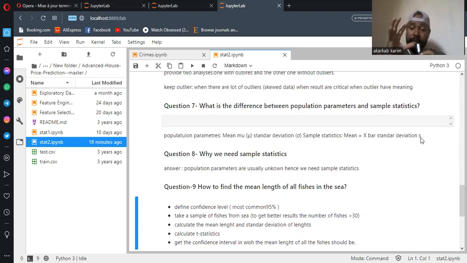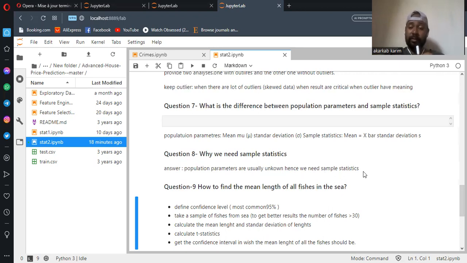Well, in statistics, we have population and we have samples. I will show you now what is important in that. So we see now the 9 questions. Why do we need sample statistics? The answer: population parameters are usually unknown.